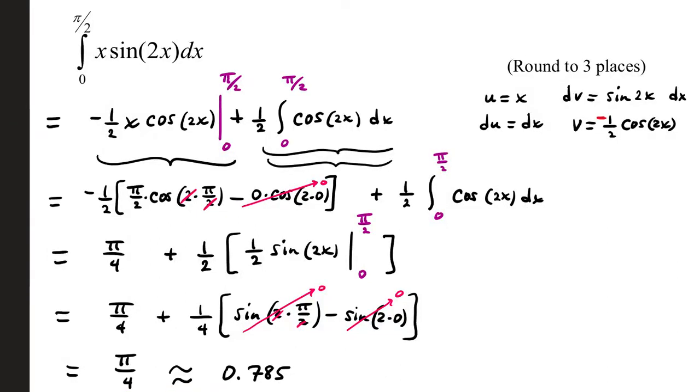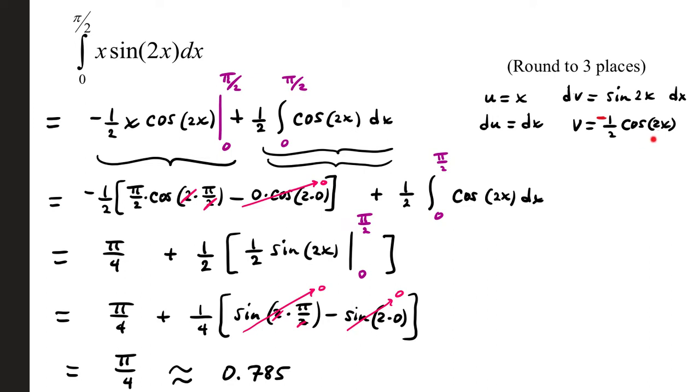The integral from 0 to pi over 2 of x sine of 2x dx can be worked using integration by parts. We have an algebraic and a trigonometric term. Let u be the algebraic term, dv be the trigonometric term. The derivative of x is 1 dx. The antiderivative of sine 2x is a negative 1/2 cosine 2x.